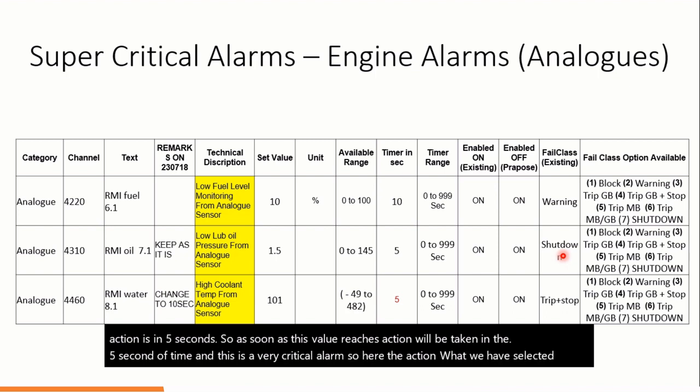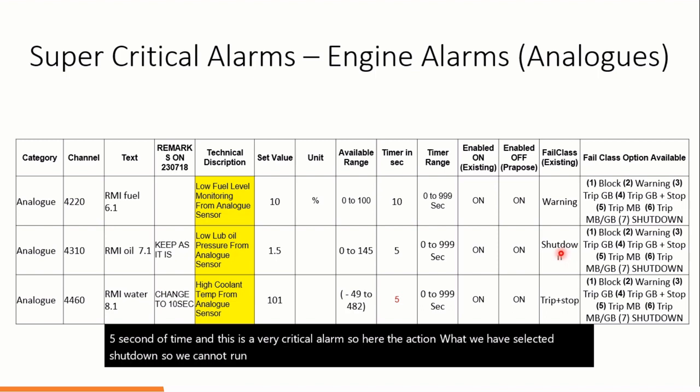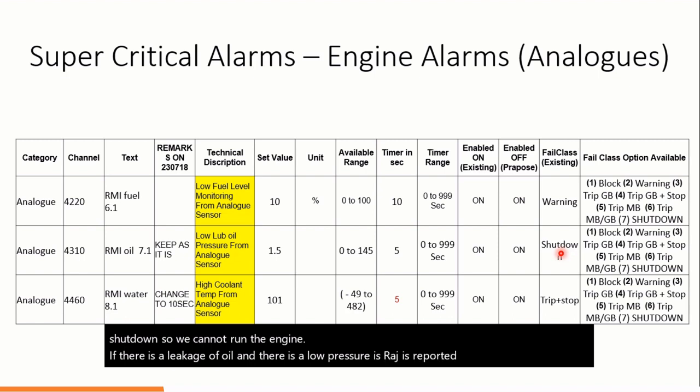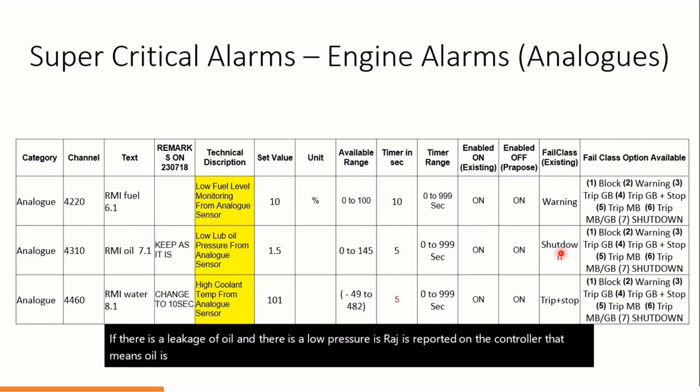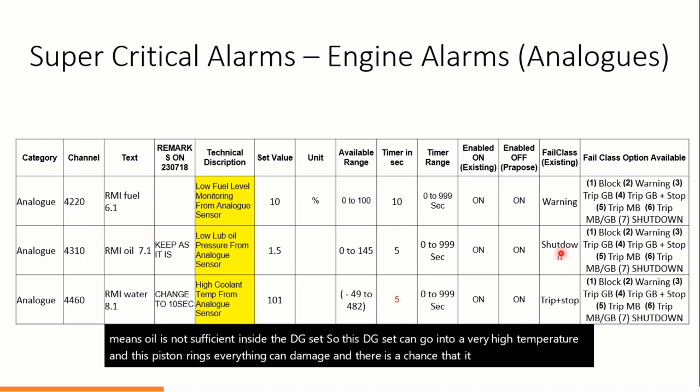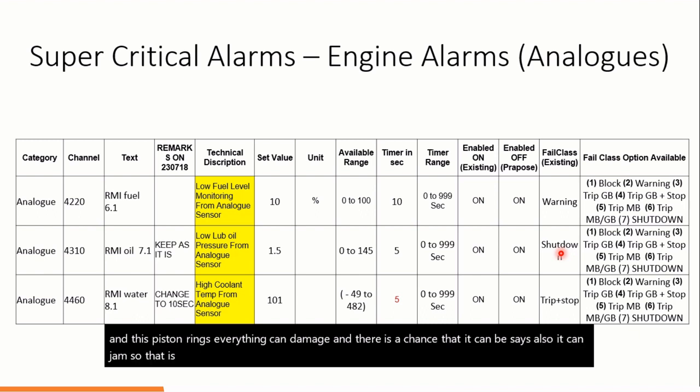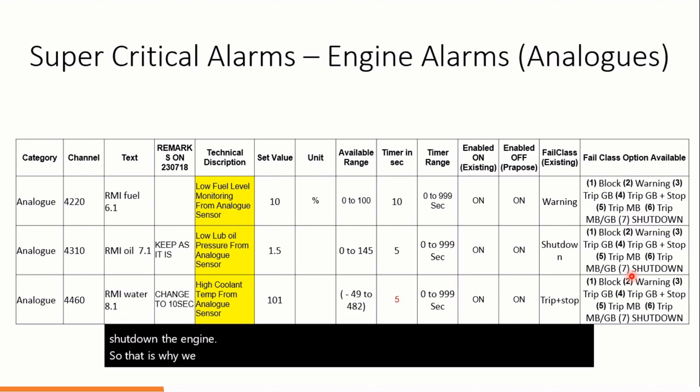We cannot run the engine if there is a leakage of oil and a low pressure is reported on the controller. That means oil is not sufficient inside the DG set. So this DG set can go into a very high temperature, and the piston, rings, everything can be damaged, and there is a chance that it can be seized also, it can jam. That is why, on the safer side, as soon as this alarm reports, we have to immediately shut down the engine. That is why we have selected fail class number 7.